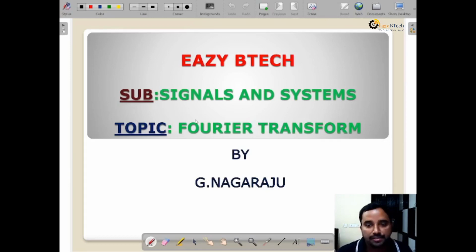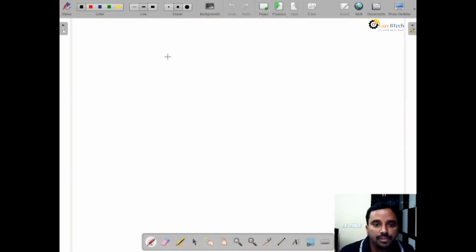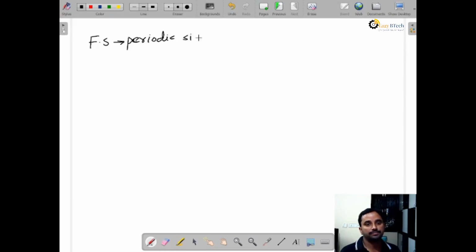Let's start our session on Fourier transform. In the previous session we discussed Fourier series. Fourier series is for representation of periodic signals. Now Fourier transform is our topic.